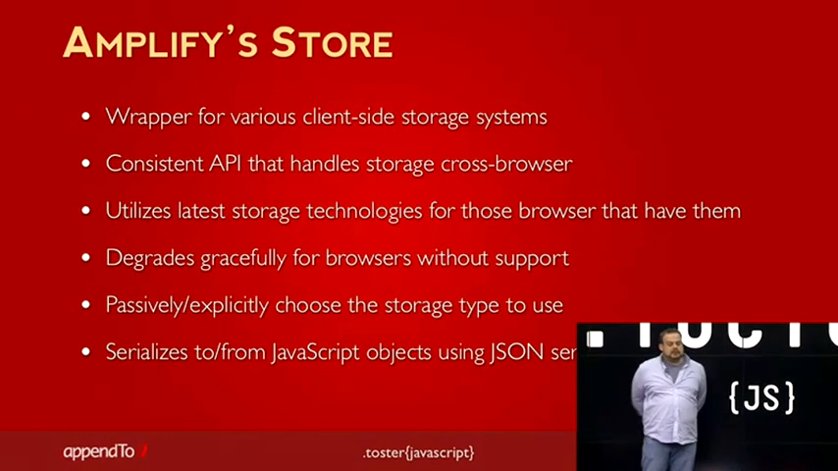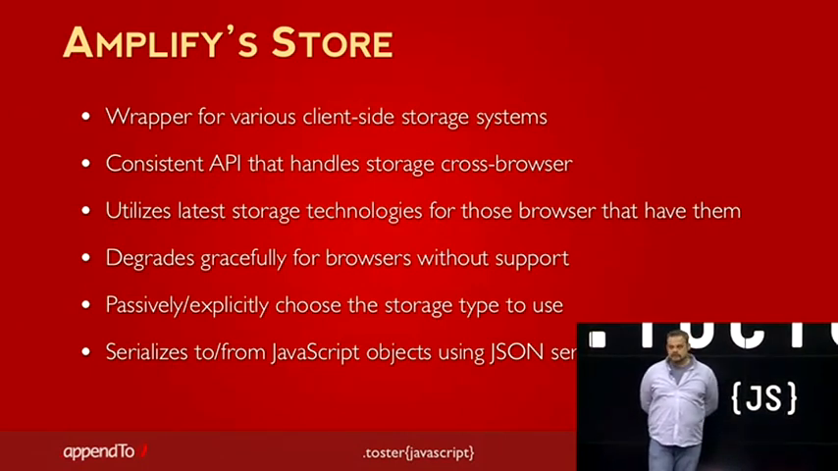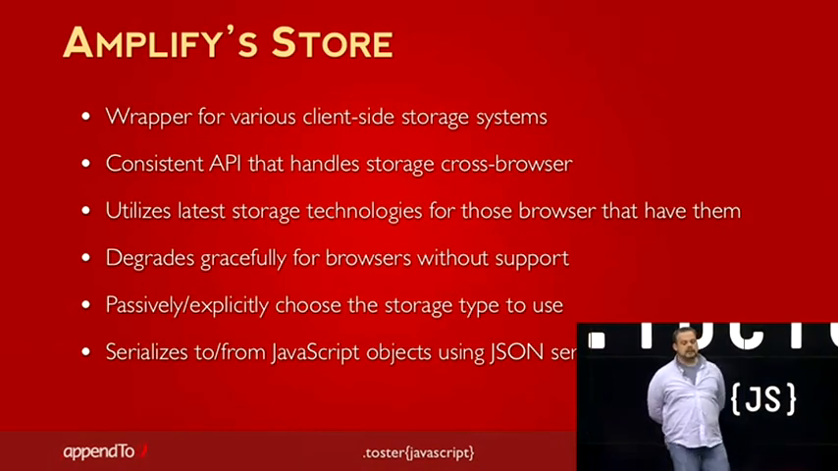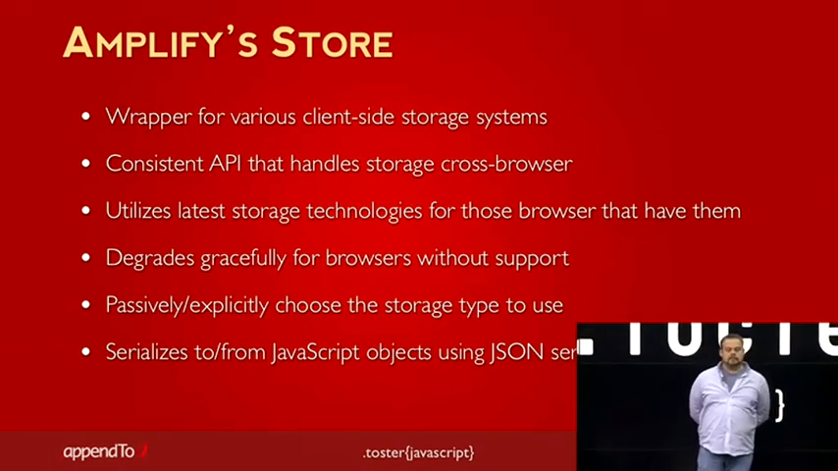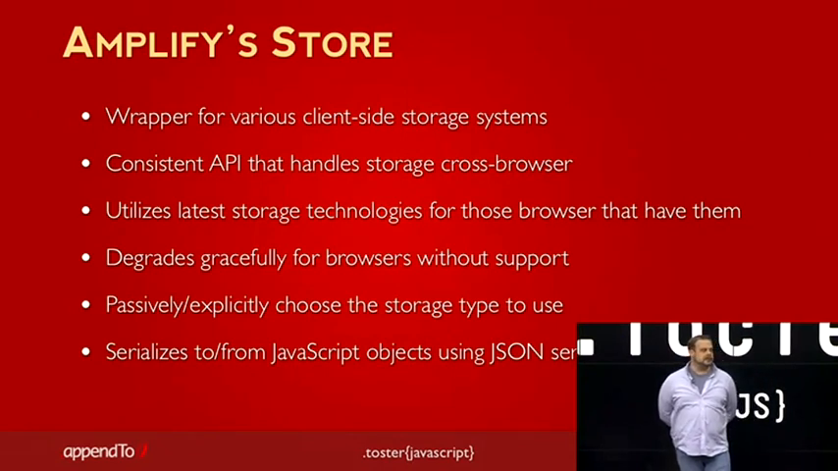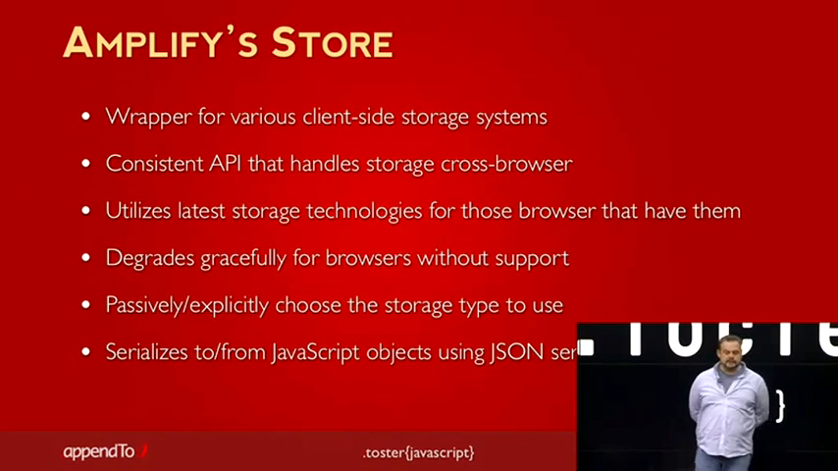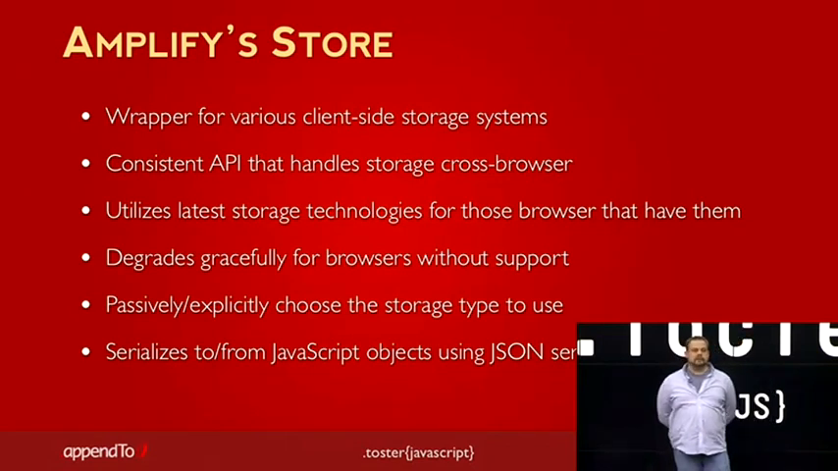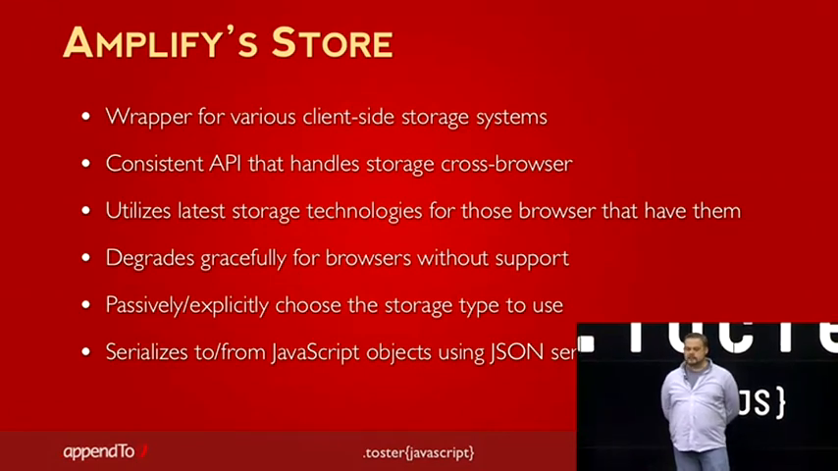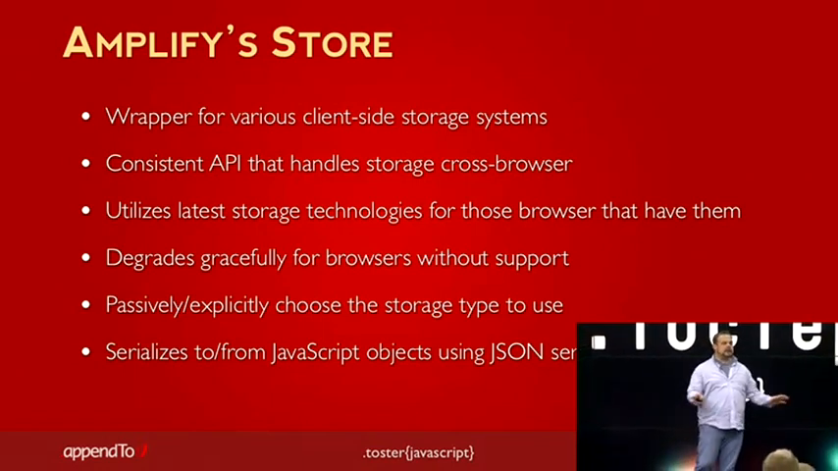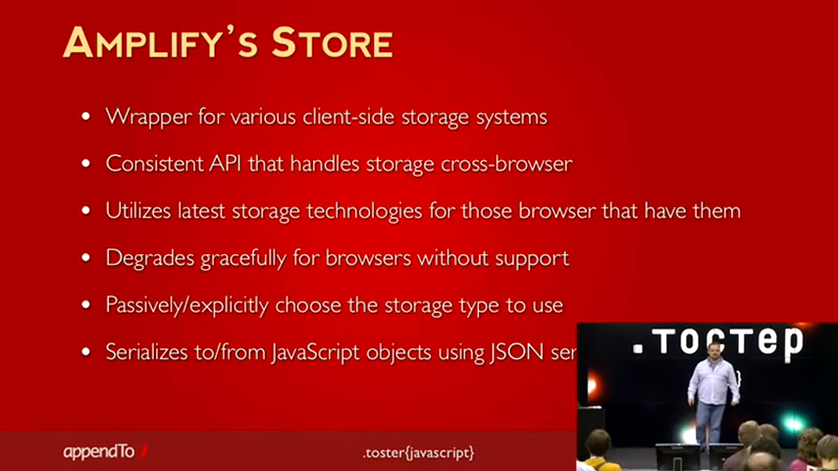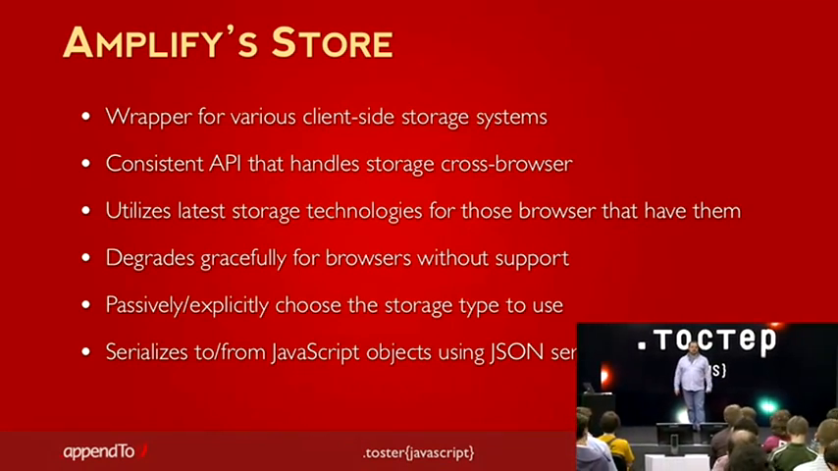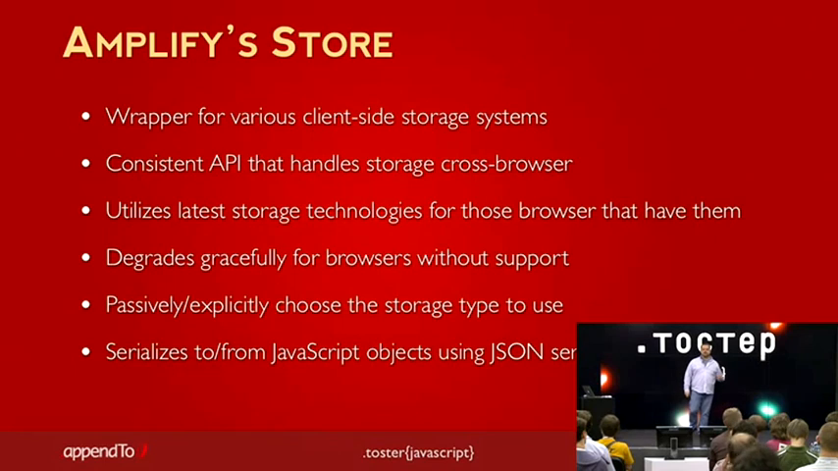So, Amplify Store is a wrapper for various client-side storage systems. It provides a consistent API that handles storage cross-browser. It utilizes the latest storage technologies. There's a bunch of them, and each browser supports different technologies. It'll degrade gracefully, so if a browser doesn't have a storage system, it'll just use in-memory. We can passively and explicitly choose the storage type to use, so we can either not worry about it and just let Amplify figure out which storage system to use, or we can explicitly tell it which storage system that we want it to use. And we serialize everything to and from JavaScript objects using JSON serialization.